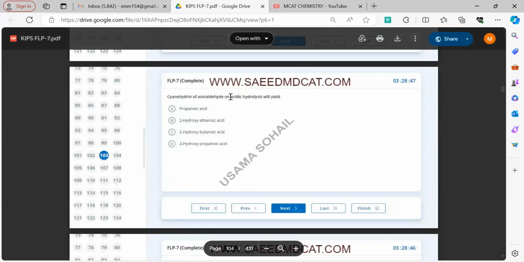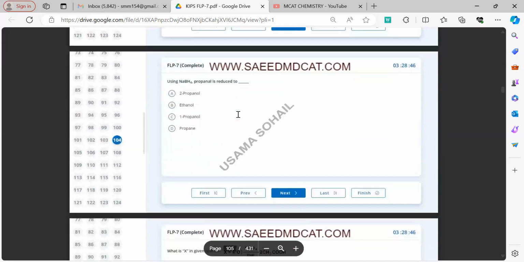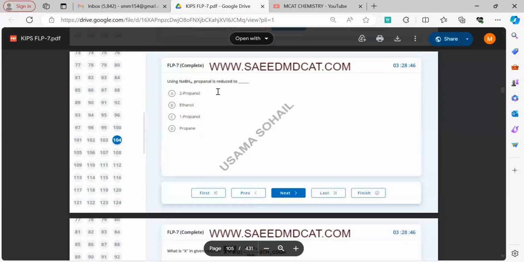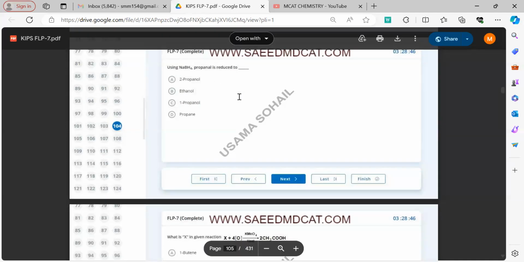Cyanohydrin of acetaldehyde on acidic hydrolysis. Acetaldehyde is a 2-carbon aldehyde. It will release 2-hydroxypropanoic acid. Using sodium borohydride, propanal is reduced. It's an aldehyde and it will always be reduced. It's a 3-carbon aldehyde, so it will be reduced to 1-propanol.